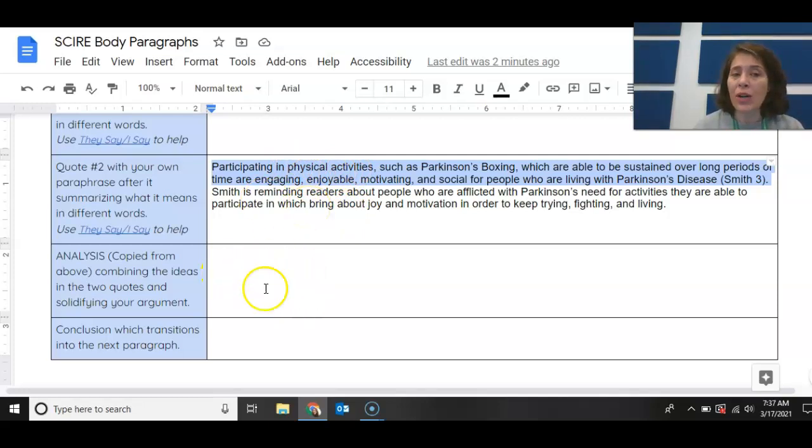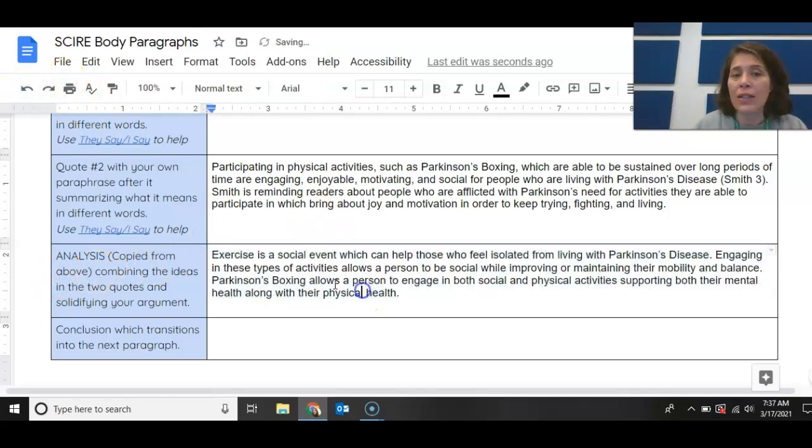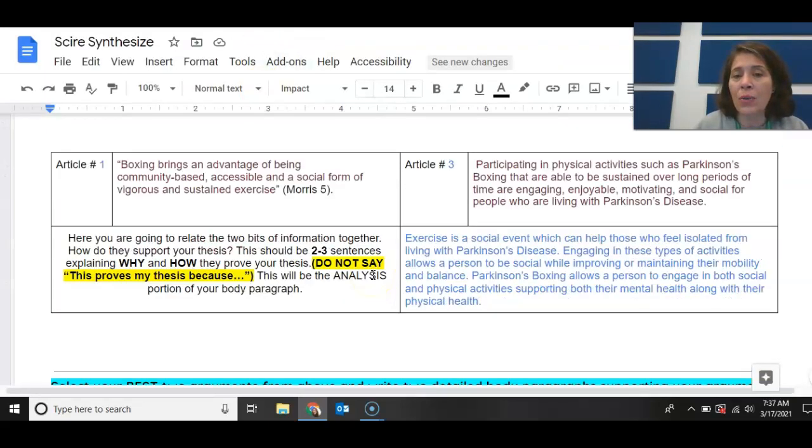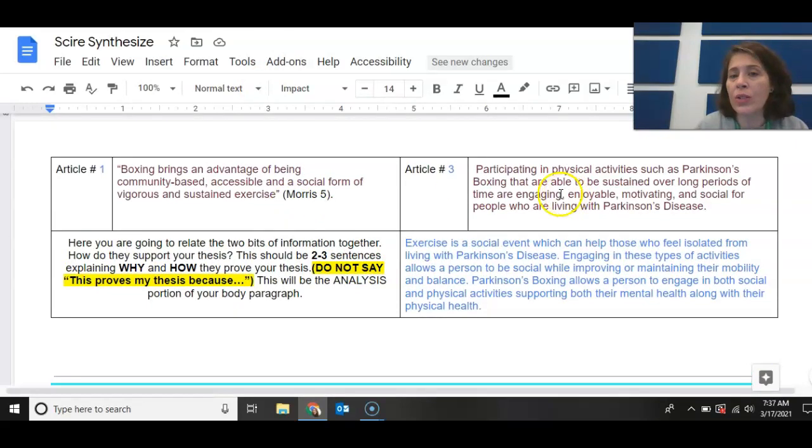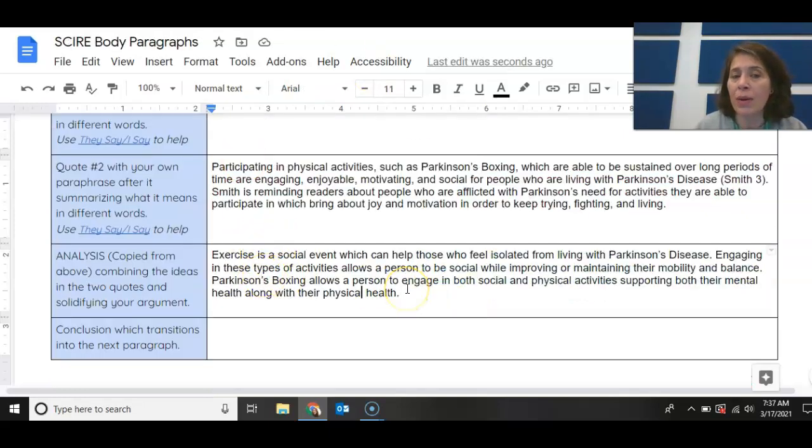Now, the next piece right here is your analysis. Look what this says, copied from above. You're copying this from your synthesizing worksheet. So actually, it's going to say copied from your synthesizing worksheet, okay? You did this already. See this? Exercise is a social event. Watch. Here's my synthesizing worksheet. I had my 2 quotes. Here, exercise is a social event. You're literally copying and pasting from your synthesizing worksheet, and you are pasting it right here into your body paragraph.